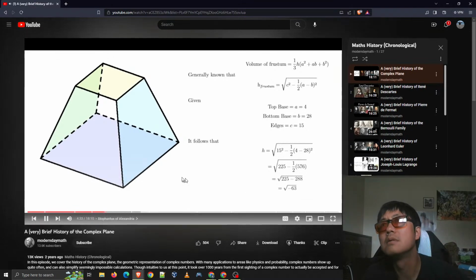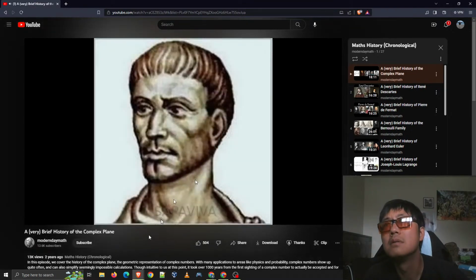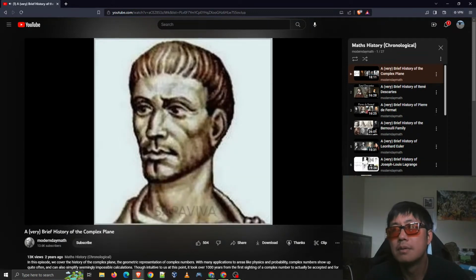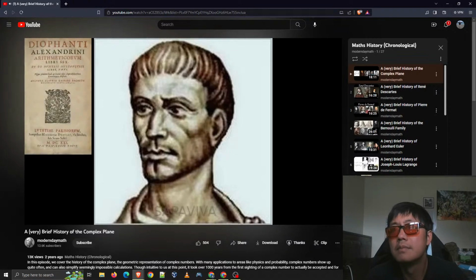Around 200 years later, Diophantus of Alexandria, an Alexandrian mathematician most notable for his contributions to elementary algebra, also had an encounter with a negative under a square root. He showed this in his work Arithmetica, a series of 13 books containing a large quantity of problems along with their answers.